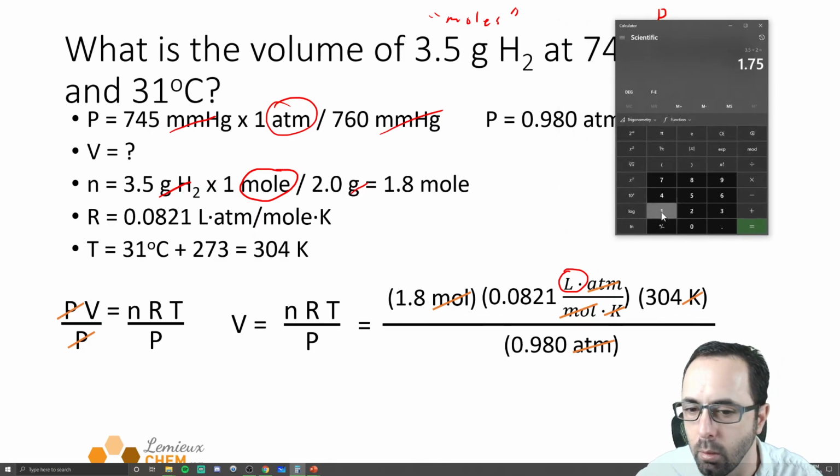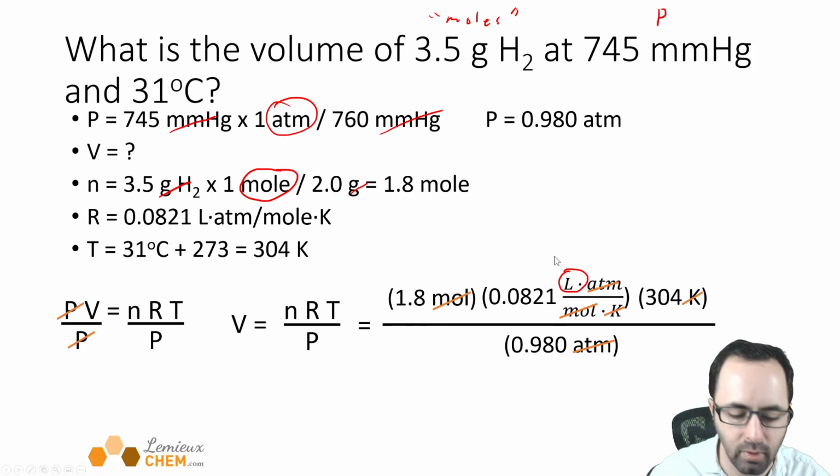Okay, so now we're going to do 1.8 times 0.0821 times 304 divided by 0.98 equals. And so we're going to, let's see, this number 1.8 had 2 sig figs.